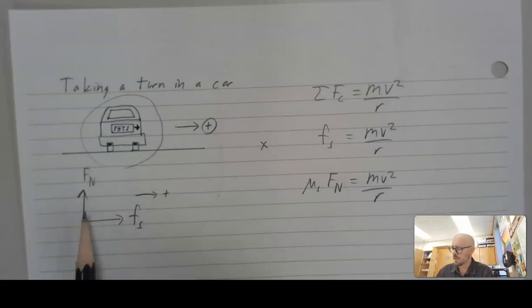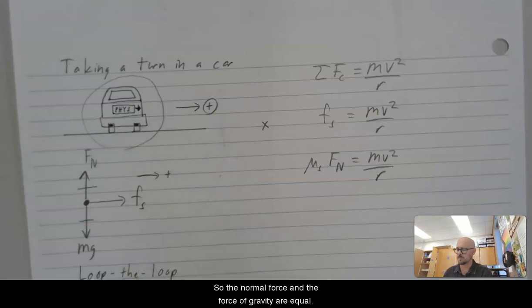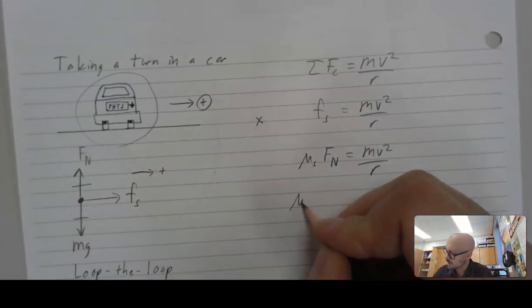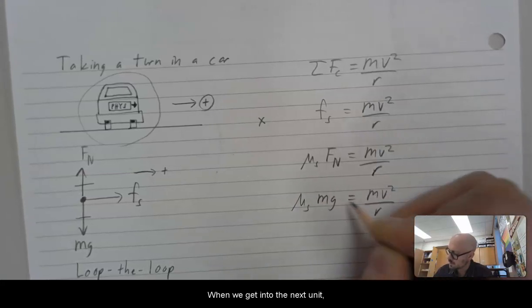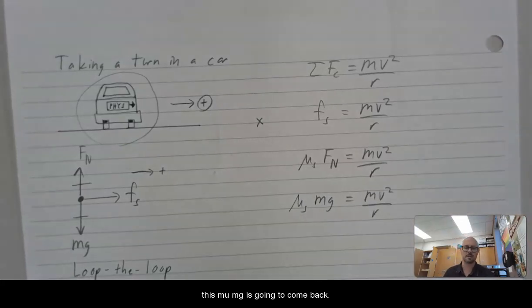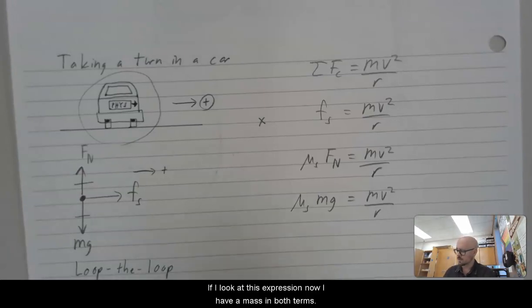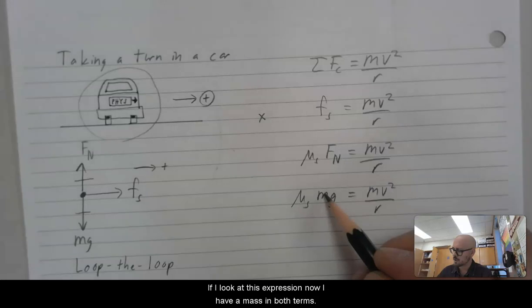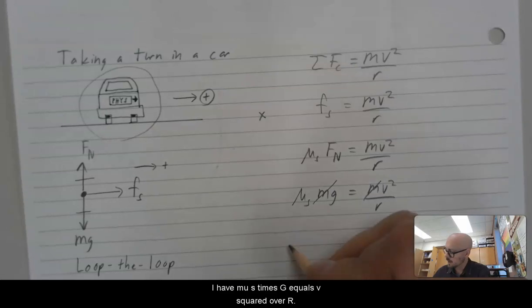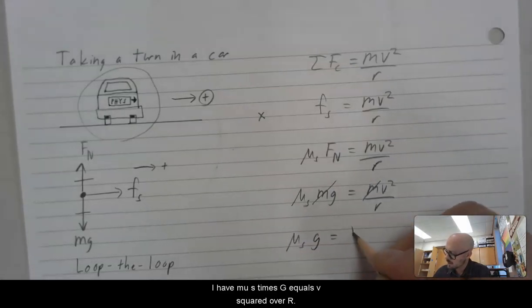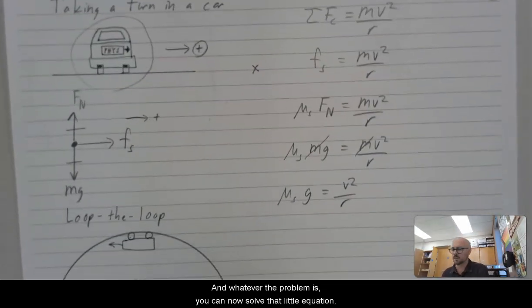traction on the road. If I look at my free body diagram, cars are going to be driving on flat ground in this situation, and so the normal force and the force of gravity are equal, and so I can write the following expression. When we get into the next unit, this mu mg is going to come back, so we'll be seeing that a lot in physics. If I look at this expression now, I have a mass in both terms, and so if I divide by m on both sides, I can cancel that. I have mu s times g equals v squared over r. And whatever the problem is, you can now solve that little equation.